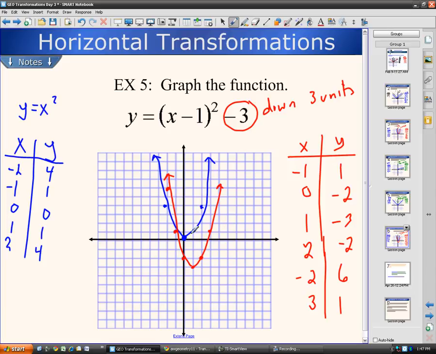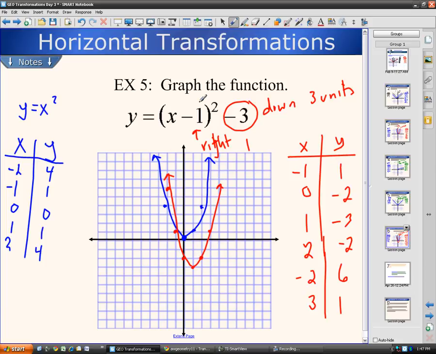This one, we go the opposite direction. It looks like it should be -1, but it's right 1. Oops, right 1, which means I moved it this way. So if I go down 3 and right 1, there's my vertex, and then I end up with the exact same parabola that I had in the blue one. And so you should be able to look at these equations and figure out which way the graphs are moving.